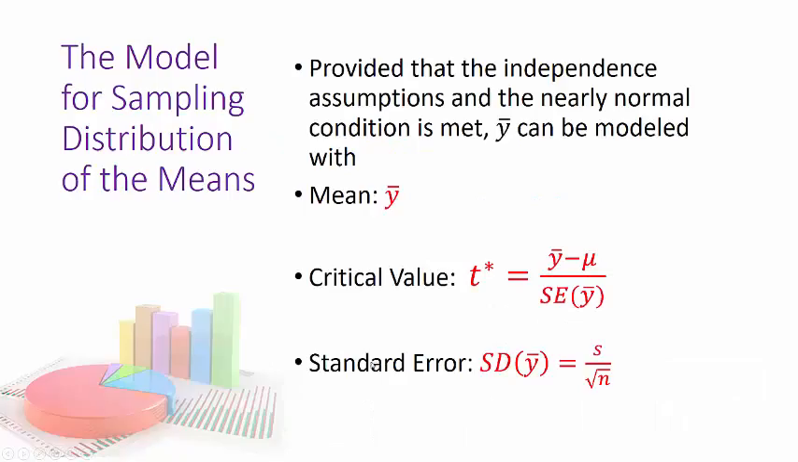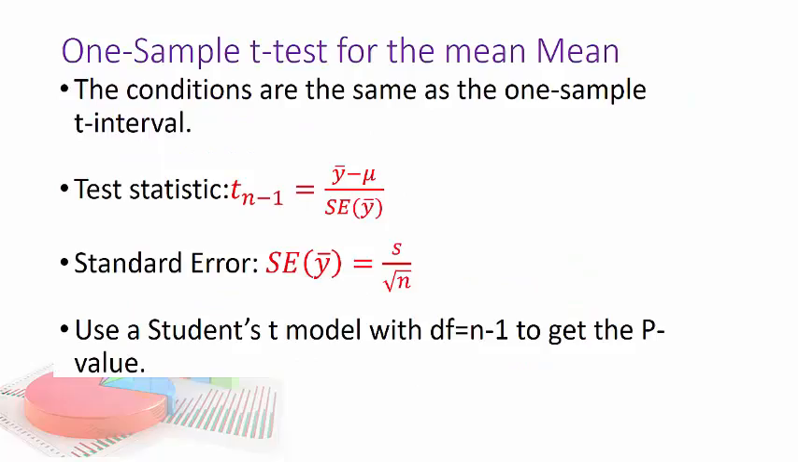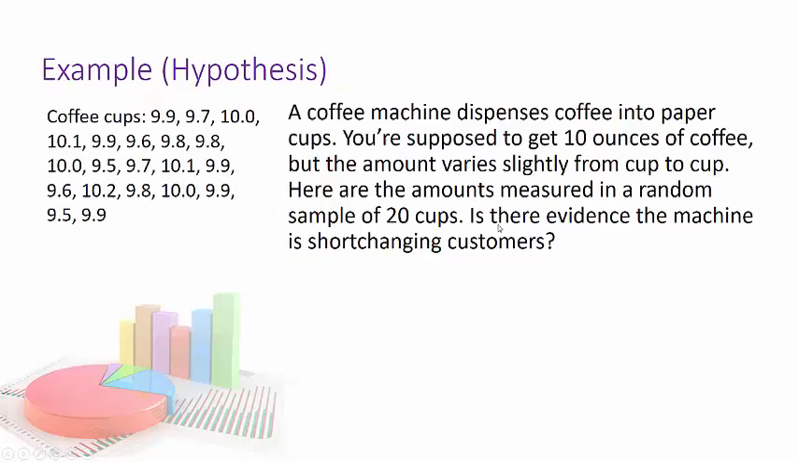All right, so we are revisiting the model for sampling distribution of the means. This time we're going to be doing a one sample t-test. So your test statistic, which is like your z-score but it's t here, is pretty much the same. You take your sample average minus your mean, divided by your standard error for the sample. Just like before, our standard error for the sample is s divided by the square root of n. We're going to use the Student's t model with degrees of freedom equals n minus 1 to get our p-value. So let's go ahead and look at an example.